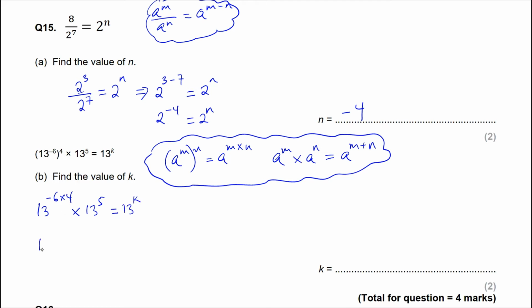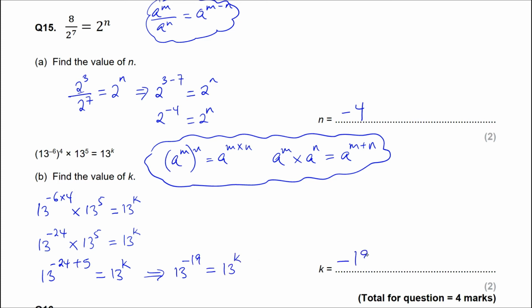Now we can simplify that. So 13 to the power negative 24 multiplied by 13 to the power 5 is equal to 13 to the power k. Now here we can add by applying this law here. So 13 to the power negative 24 plus 5 will be equal to 13 to the power k. So if you add that, 13 to the power negative 19 will be equal to 13 to the power k. So k will just be negative 19.